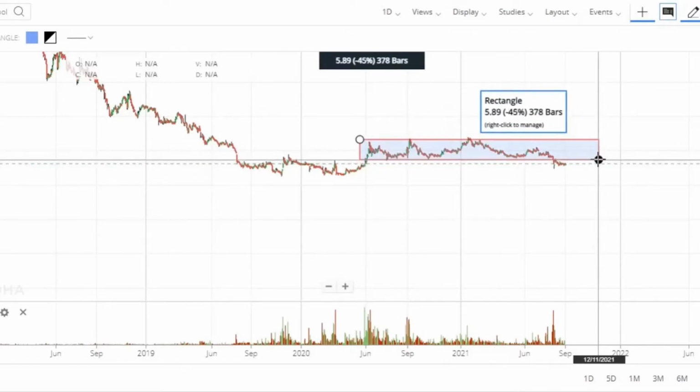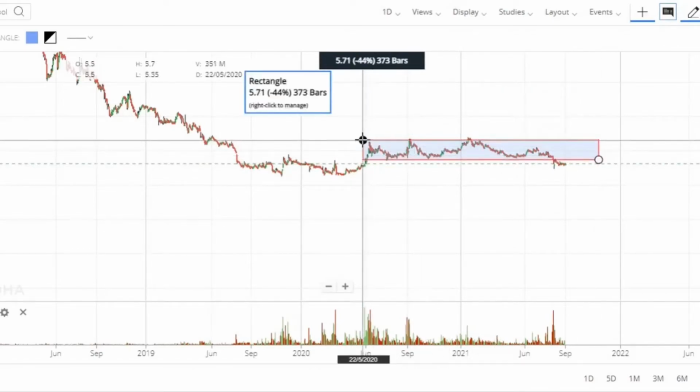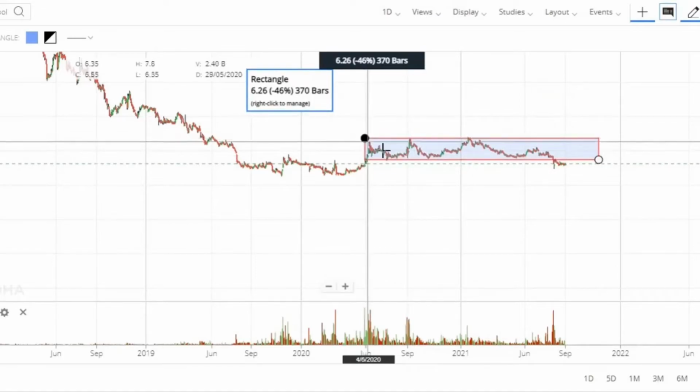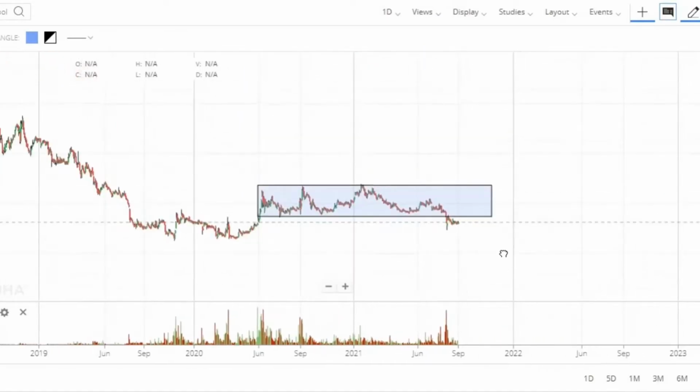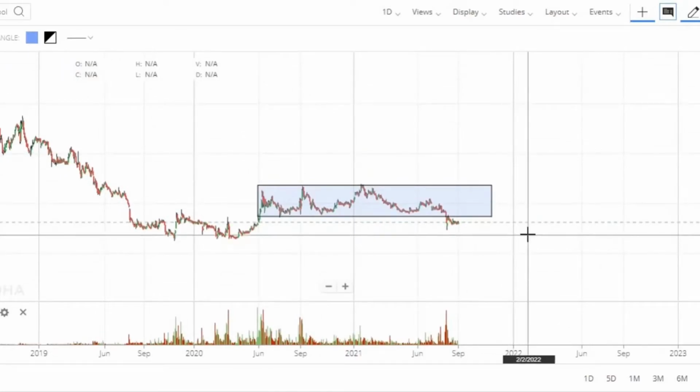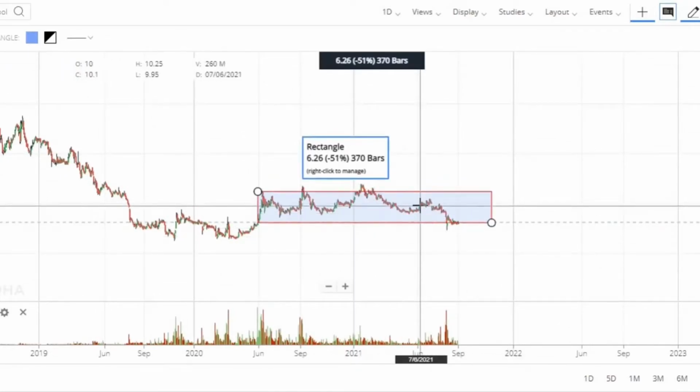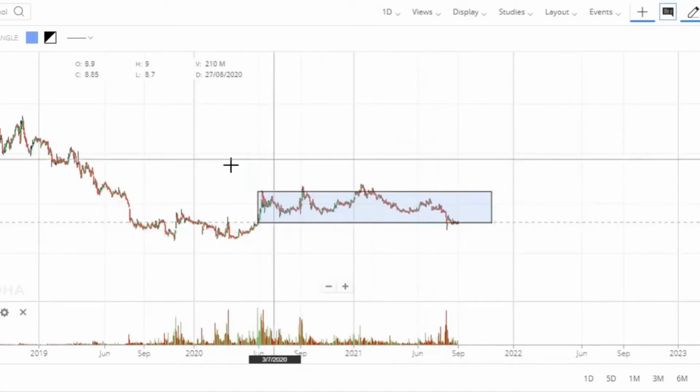So many people are long on Idea and Vodafone. I don't know why, hoping for a turnaround story, but the company is loss making. So I don't know why they are just holding on to those losing trades. But anyway, this is how a sideways market looks like.